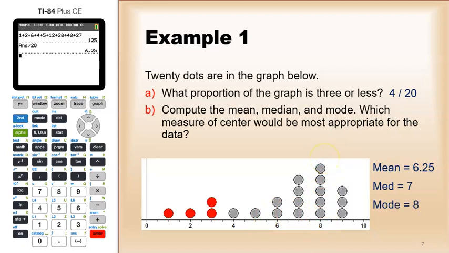Okay. In terms of which one's most appropriate, generally for numerical data we use mean or median. It's definitely skewed to the left, so the median is probably the most appropriate for this. So for me, I'd pick the median of 7.